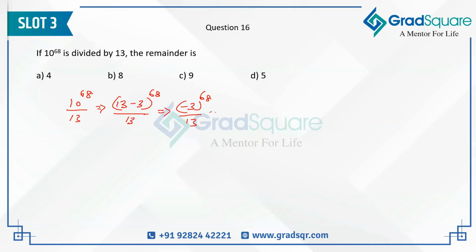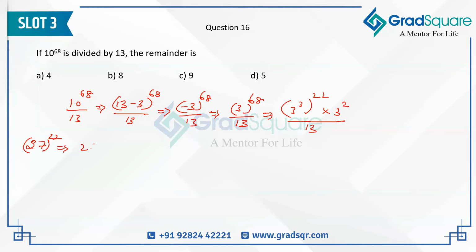(Minus 3) to the power of 68 is effectively nothing but 3 to the power of 68 divided by 13. So if I go further, I'll say (3 cube) to the power of 22 will give me 66, and then you will have a 3 square separately, divided by 13. Now, I just want you to evaluate 27, which is 3 cube, to the power of 22, right? If you go further, you can rewrite this as (26 plus 1) to the power of 22, correct?